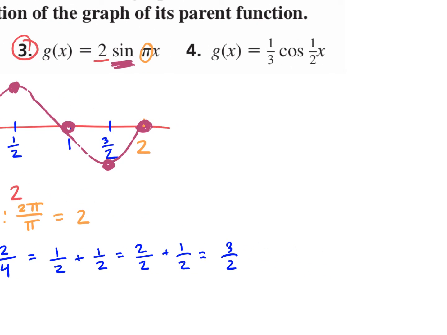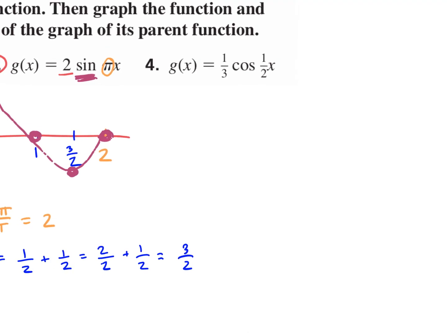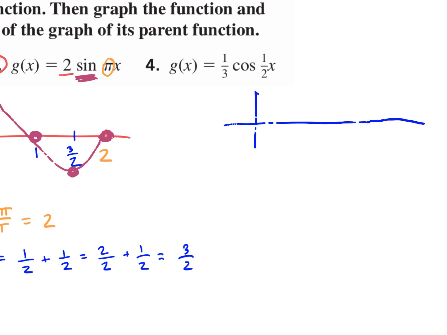All right, let's do one more. Let's look at number 4. So we're going to draw our graph, and then start with our amplitude. What is our amplitude? 1/3. So that means we go up to 1/3 and down to negative 1/3.